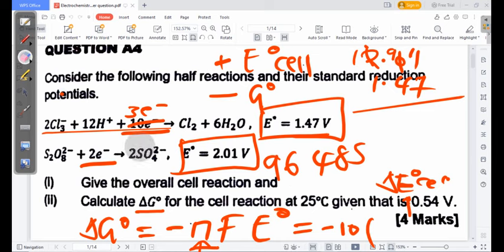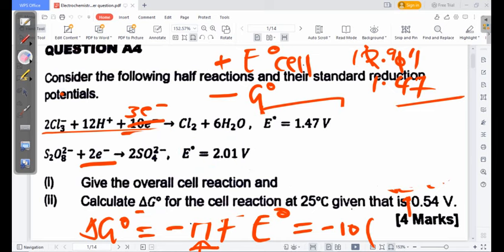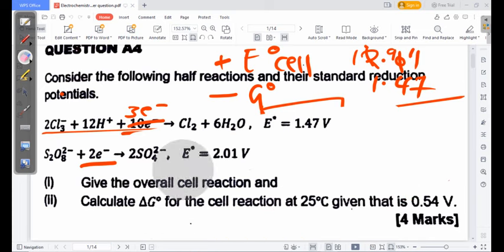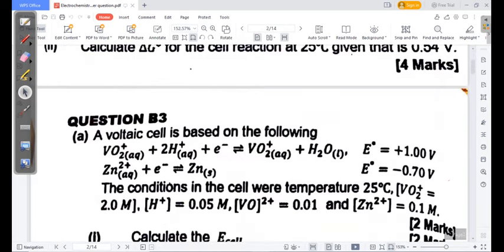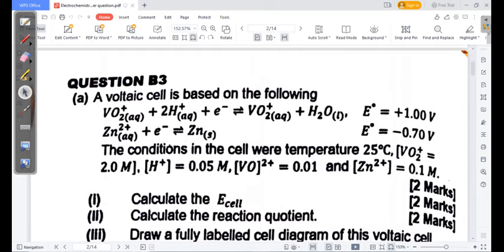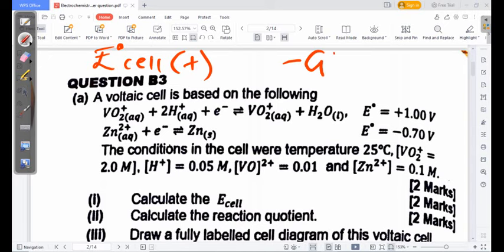Okay, move to the next question. A positive standard cell potential denotes a spontaneous reaction. A negative Gibbs free energy denotes a spontaneous reaction, implying that when your standard cell potential is positive, you do expect that your Gibbs free energy should be what? Negative. That's why we add a negative to the formula.